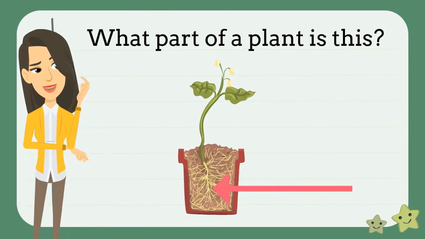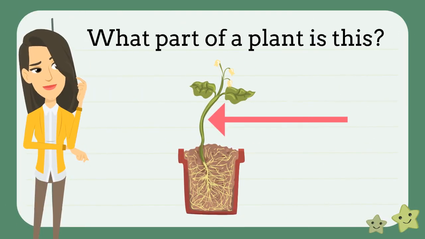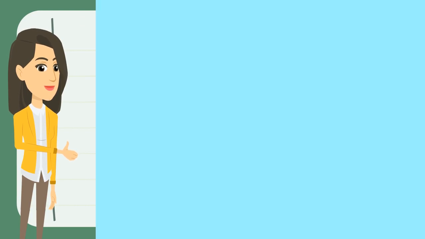What is this part of a plant called? What do you think? You're right. It's called the roots. What is this part of a plant called? What do you think? You're right. It's called the stem.